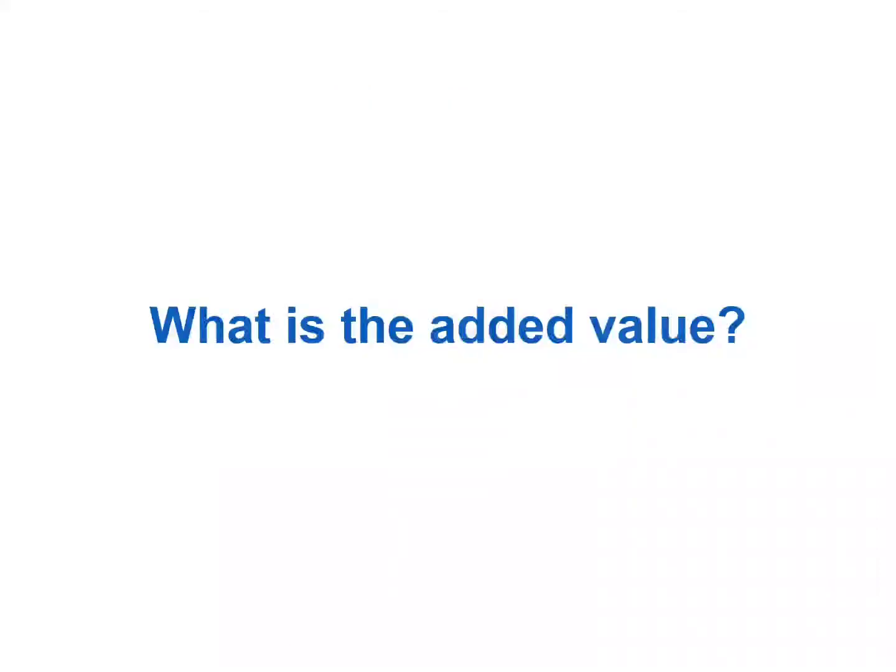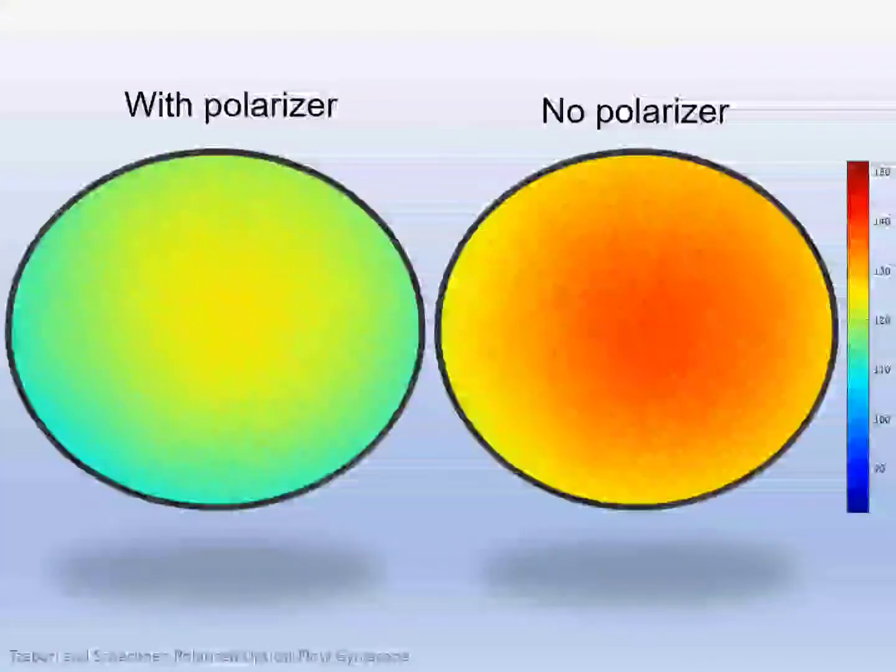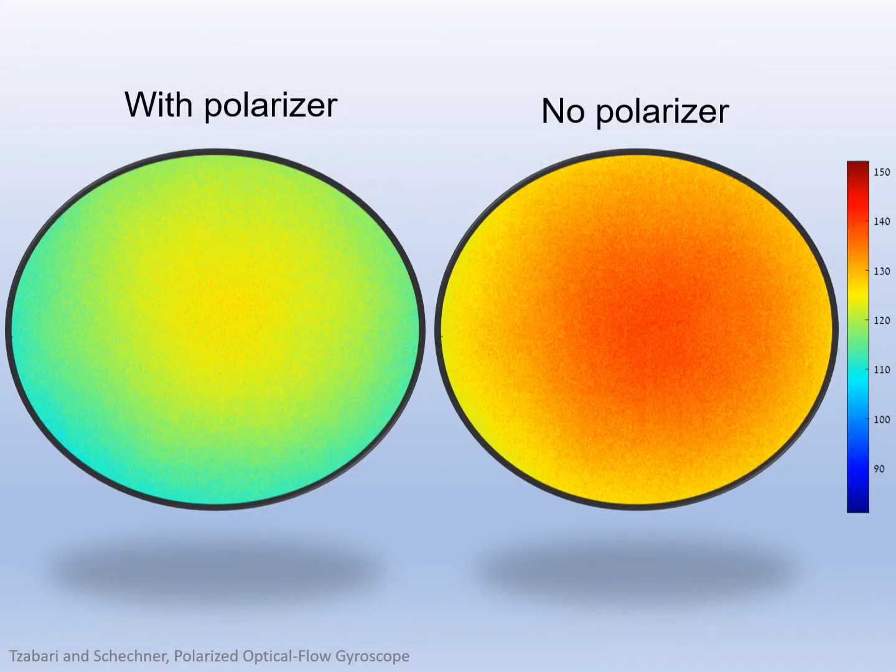Now let's move on to our second question. What is the added value of this method? First, let's look at some results. We show here the most basic scene for polarization, a clear sky viewed by cameras with and without a polarizing filter. The images are not in true color. You see here the intensity in jet color map. You can see that the intensity viewed through a polarizer is much lower than without.